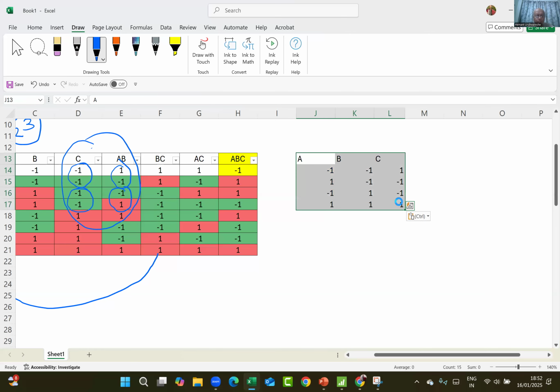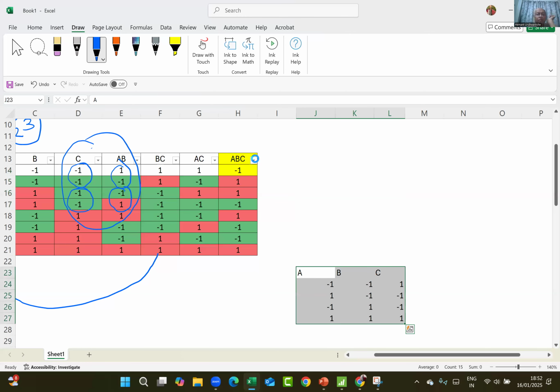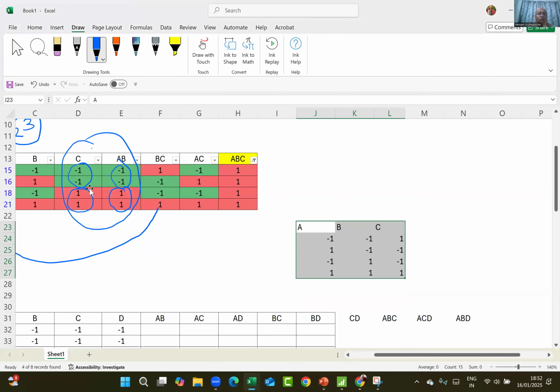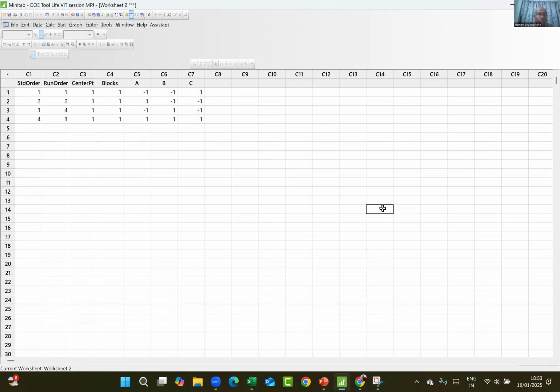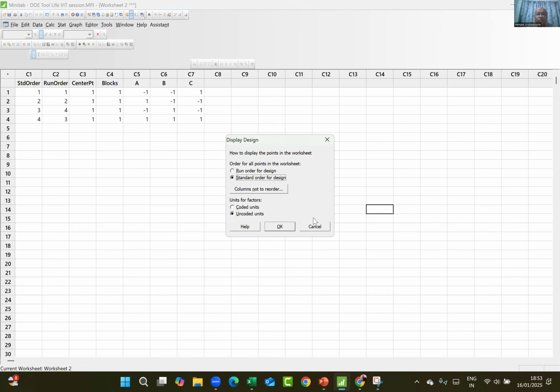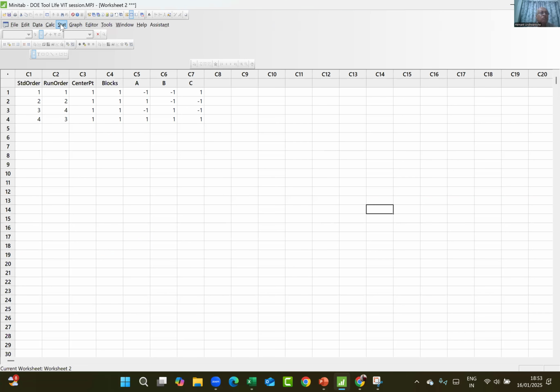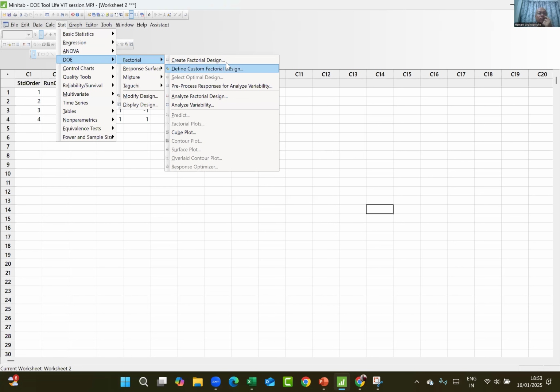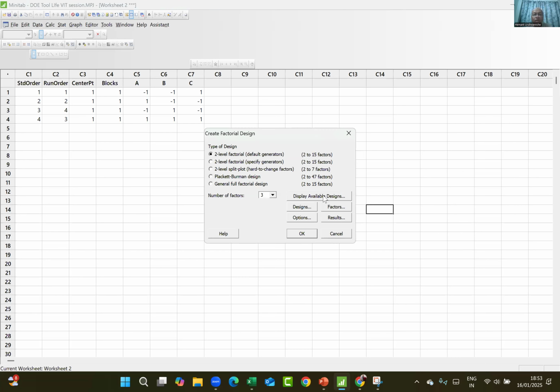I'll just list it below so that I can filter and check. Yeah, -1, -1, -1. It hasn't selected. I think it has selected another fraction probably. So let me see which fraction it has selected. Stat, DOE, Factorial, Create Factorial Design, 3, and Designs.